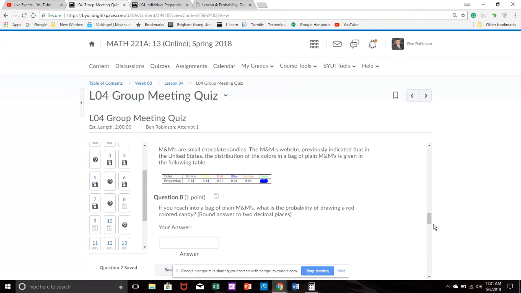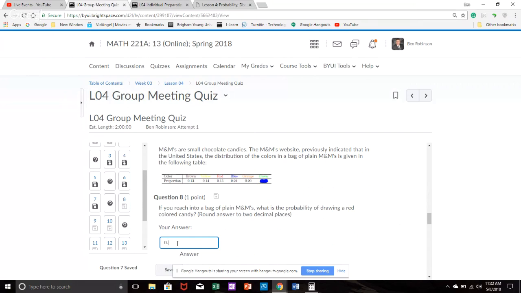M&Ms are small chocolate candies. The M&Ms website previously indicated that in the United States, the distribution of the colors in a bag of plain M&Ms is given in the following table. Okay, there's the table. Question 8. If you reach into a bag of plain M&Ms, what is the probability of drawing a red candy?